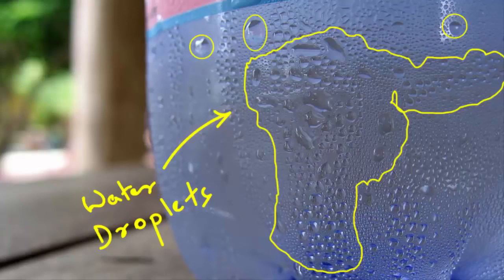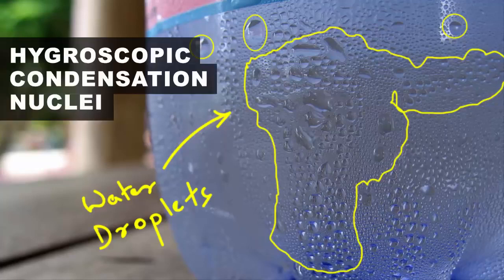Now this is a tiny example, but the process is the same in the formation of clouds and rainfall. Now the next interesting question to think about is, what is inside of this water droplet? Or in other words, what is holding the water together in the shape of a drop? Now the answer to that question is hygroscopic condensation nuclei. I know it's a big term, but it is fairly easy to understand.